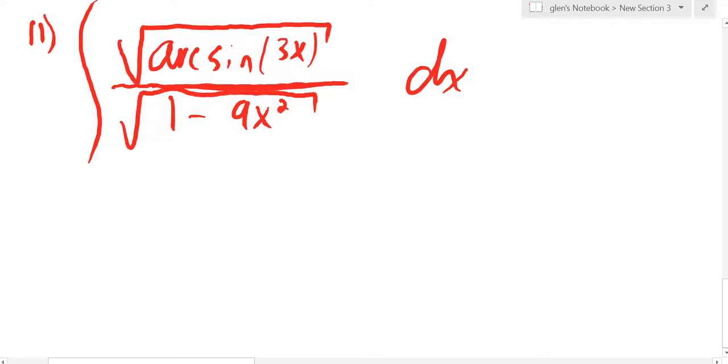So we're going to let u be arc sine, and there's a big fraction right here. U is going to be that arc sine because you guys can't integrate arc sine yet. So if I give it to you in an integral, it's got to be u. So u is going to be arc sine of 3x. Cool.